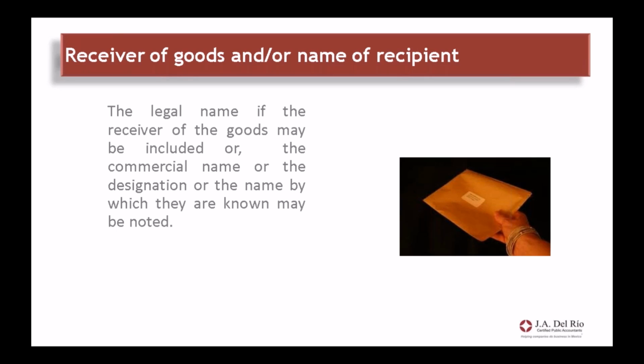Okay, just like I was mentioning, some of the optional information would be the receiver of the goods and the name of the recipient. In this case, we can use the commercial name of the destination of the goods. That is something that will become less optional.